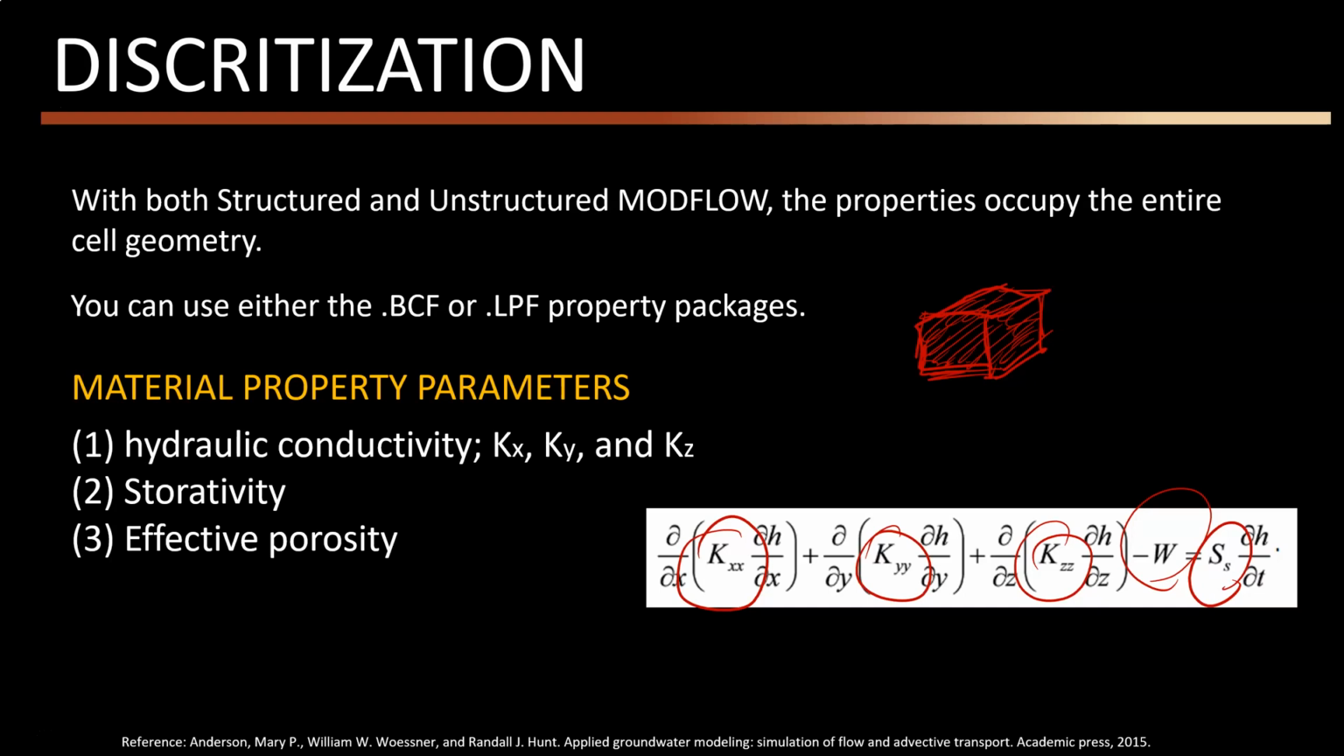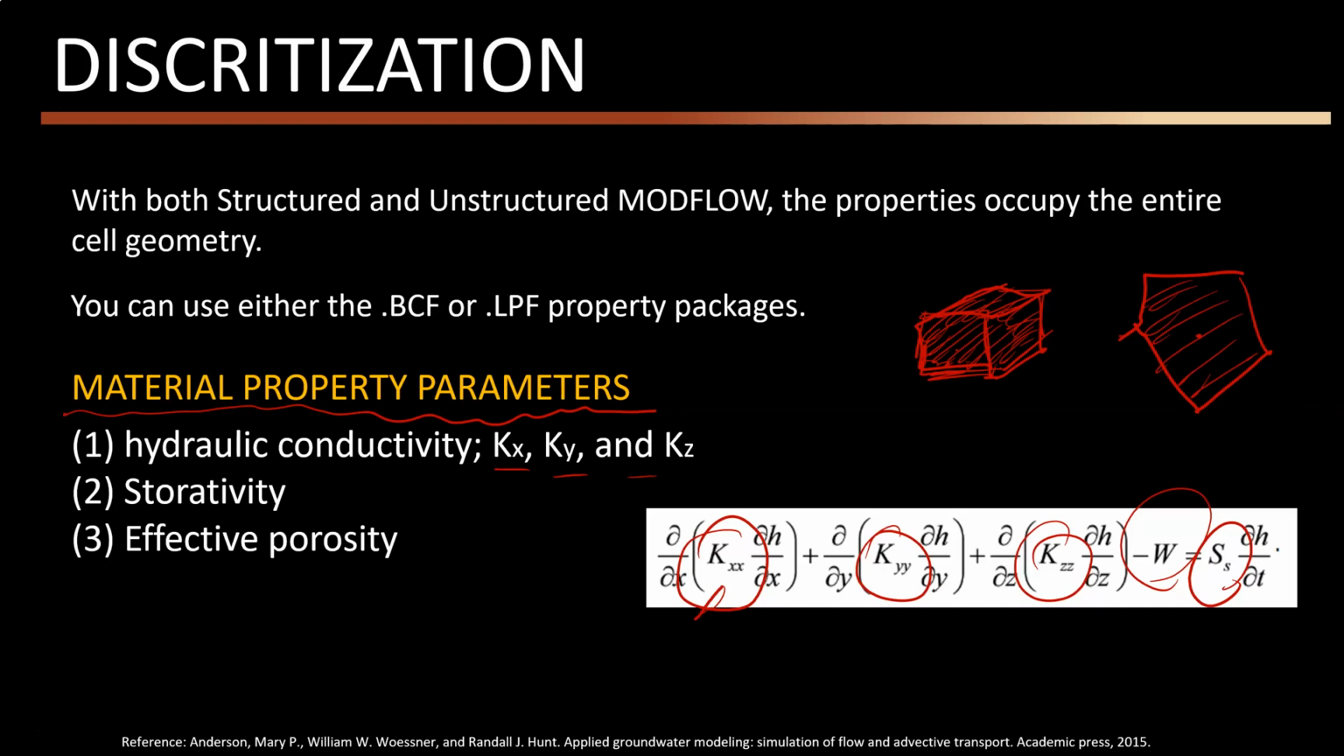So these parameters, or let's say material parameters or properties, can be categorized into hydraulic conductivity, as you see here, kx, ky, kz for each cell. And again, if it was a different unstructured system, it doesn't matter, everything is assigned to the entire space.